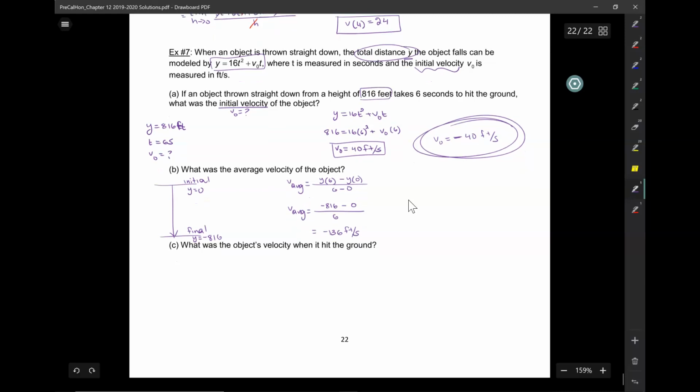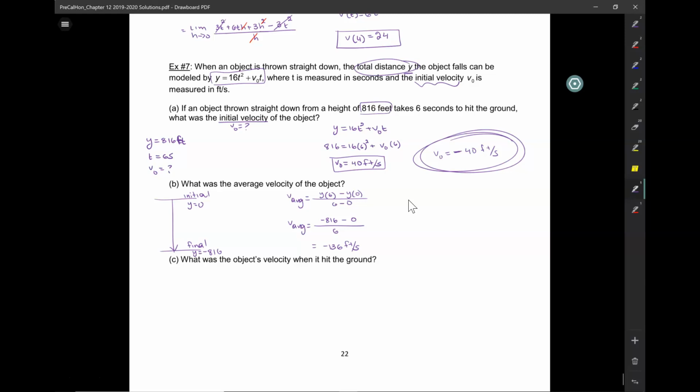Okay. The next part is, what was the object's velocity when it hit the ground? When did this thing hit the ground? At what time did it hit the ground? It hit the ground at t equals 6. So what we're being asked here is, what is the instantaneous velocity at t equals 6? That's what we're being asked. All right, so let's remind ourselves, what is our function here?